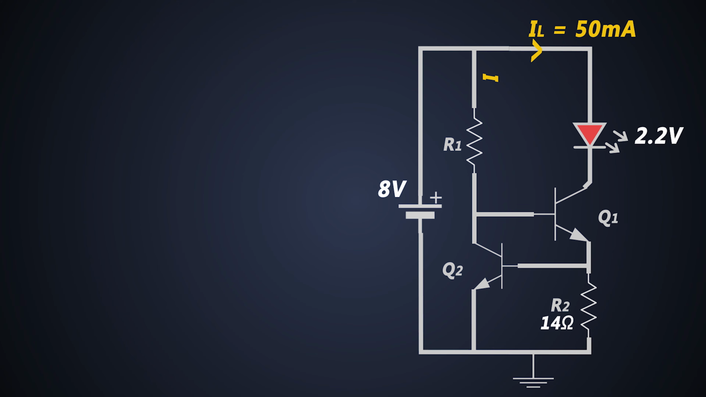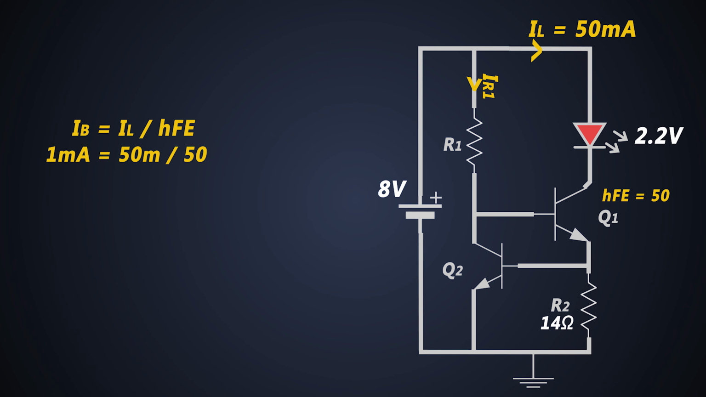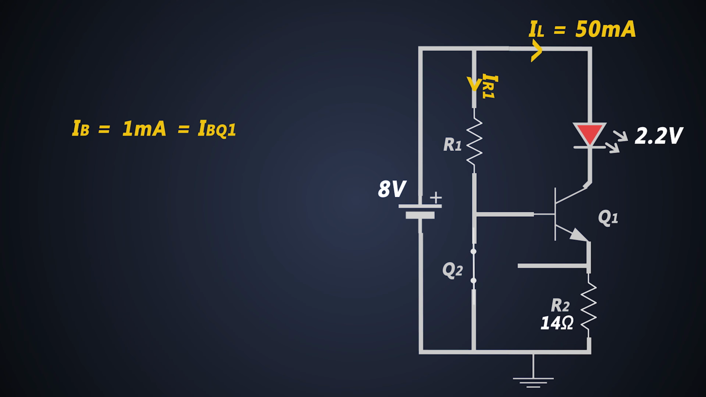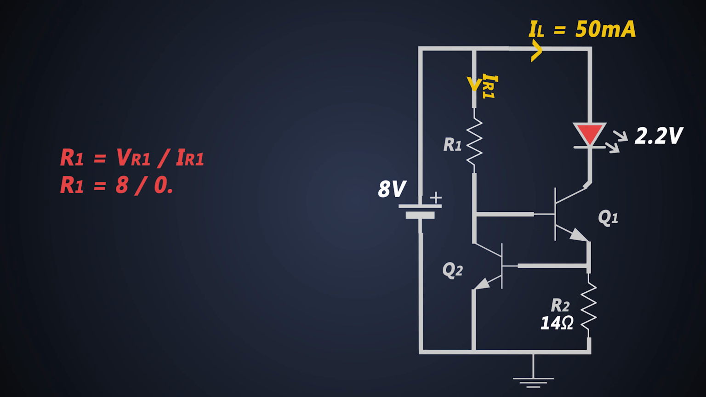Let's consider the HFE of the transistor Q1 to be around 50. So from this formula, we can calculate the base current of the transistor Q1. So base current requirement is only 1 milliampere. When Q2 turns on, the voltage drop across R1 will be approximately equal to the source voltage. Hence the value of R1 can be calculated with this formula. So R1 will be equal to 8K.